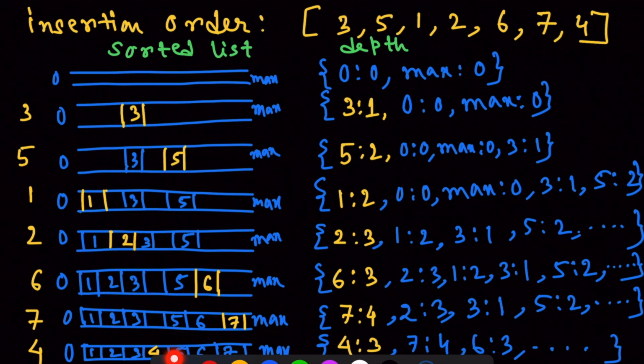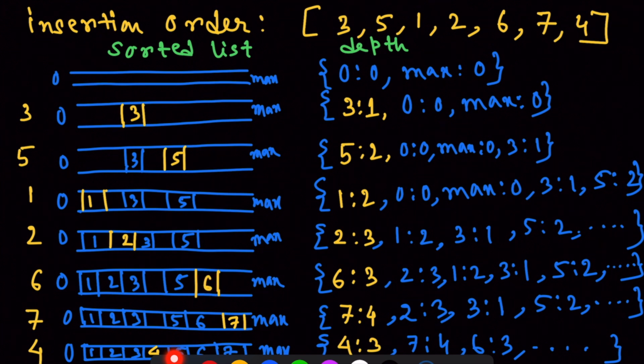Next I am inserting 2. Its left is 1, right is 3. 1 has depth 2 and 3 has depth 1. So which one has larger depth? 1. So 1 will be the parent of 2. So depth of 2 will be 2 plus 1, 3.